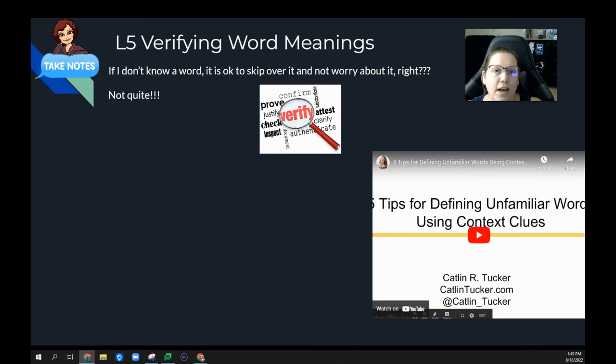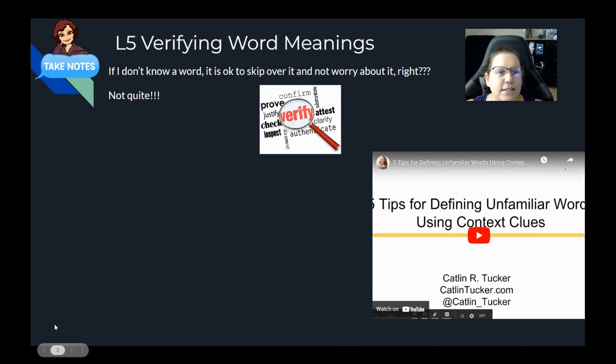So for lesson 5, you are going to be learning about verifying word meanings. If you don't know a word and you come to it while you're reading, it's okay to skip over it, right? Not worry about it. Just move on. No, it's not. Not quite. Okay, guys? So make sure that you use your strategies to figure it out.